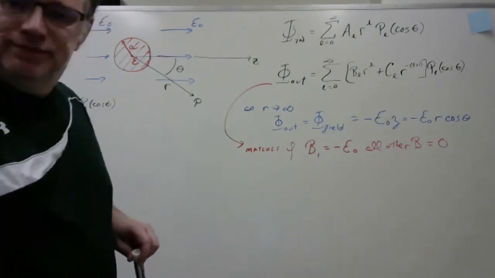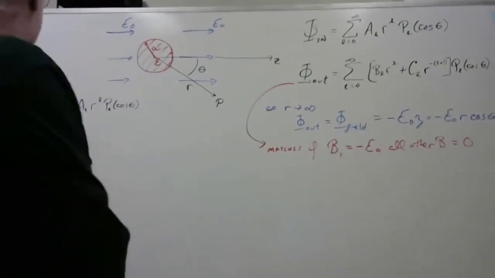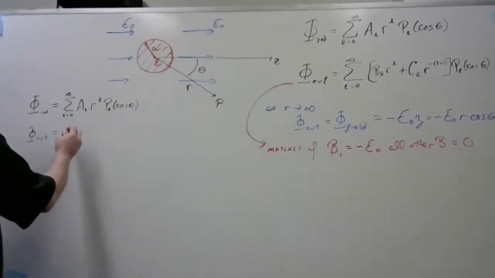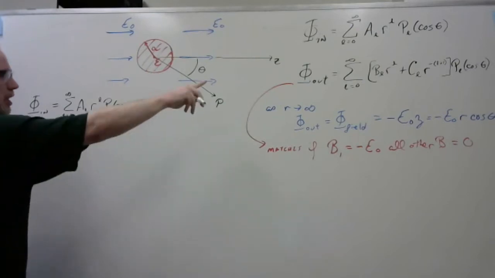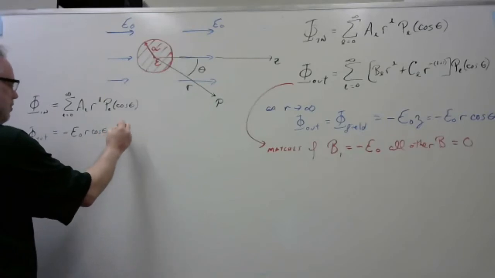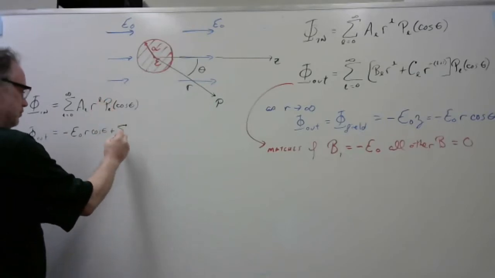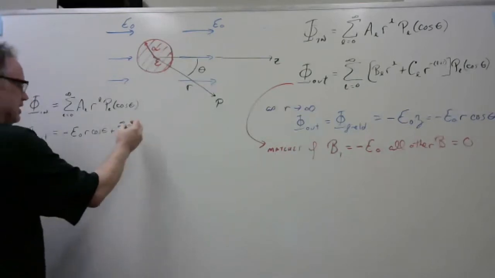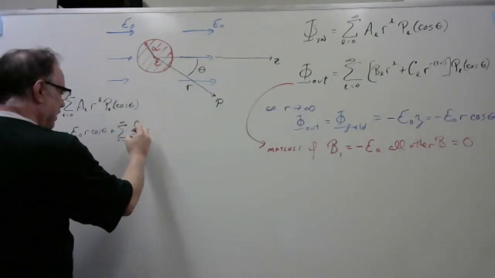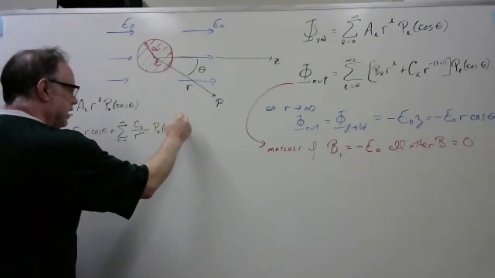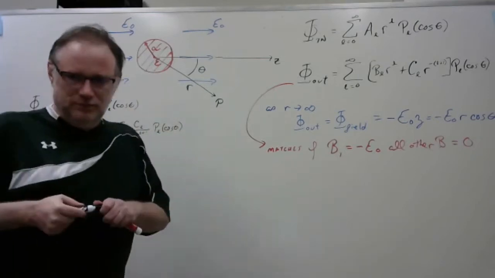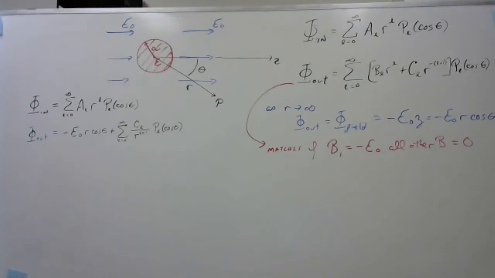My phi out is going to be my B1 term, which is minus E naught R cos theta, plus the other terms that go to 0 at infinity. So the sum for L equals 0 to infinity of this C sub L divided by R to the L plus 1 multiplied by P sub L of cos theta. So that's just our general form for outside and inside.